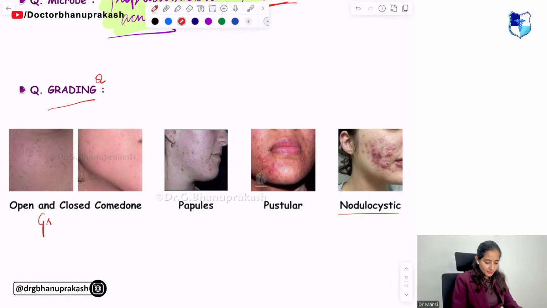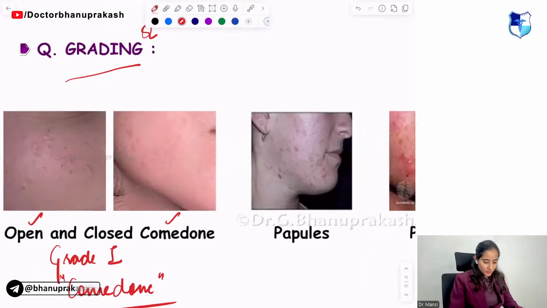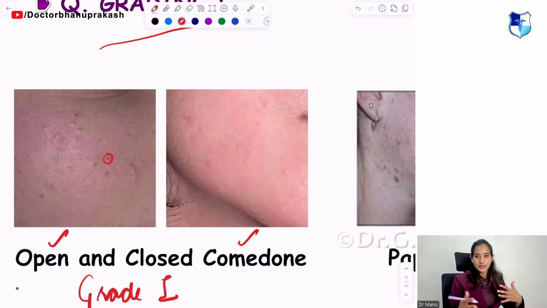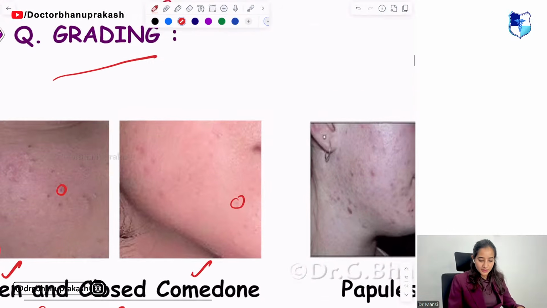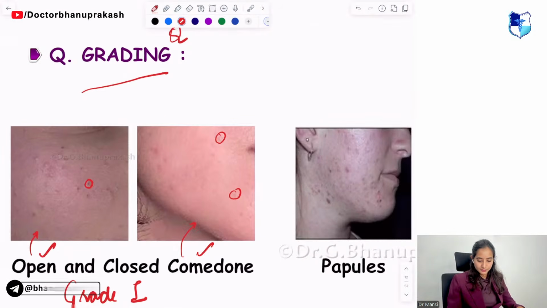So for grade 1 acne, we have open and closed comedones. Fine. So comedonal acne, the comedone, is your special lesion of grade 1 acne. You can see that we have this blackish discoloration. This is because the air oxidizes it and gives this black appearance, leading to the open comedones, and this is more white in nature. So this is a closed comedone.